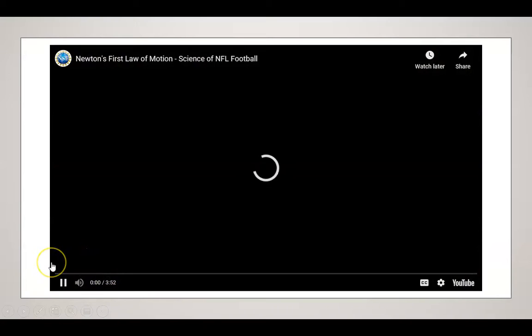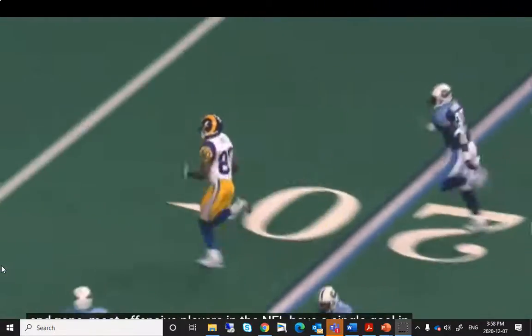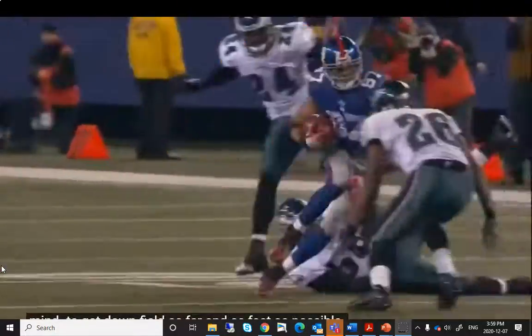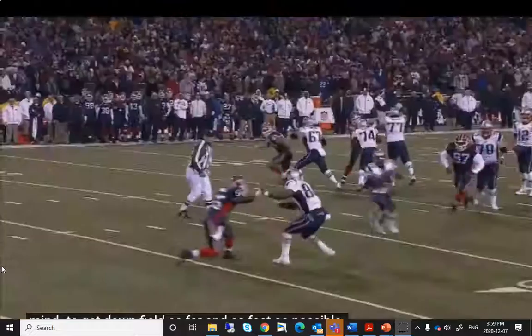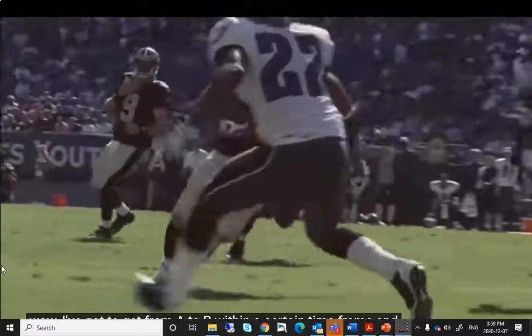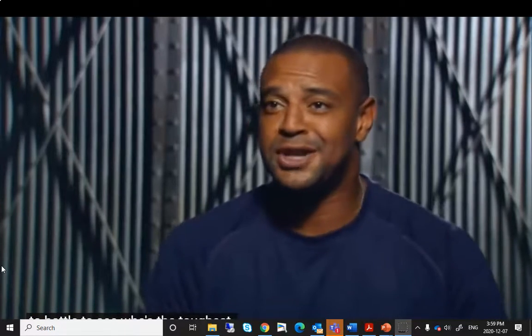So taking a look at NFL football, there's a little bit of science behind this. Whether it's a running back breaking through the secondary or a wide receiver on a foot race for the end zone, most defensive players in the NFL have a single goal in mind: to get downfield as far and as fast as possible. We're thinking, wow, I've got to get from A to B within a certain time frame, and I can't let this guy throw me off track. So it's kind of like a chess match at that point in time. It's just a battle to see who's the toughest.